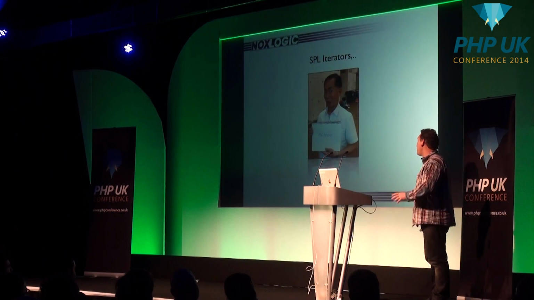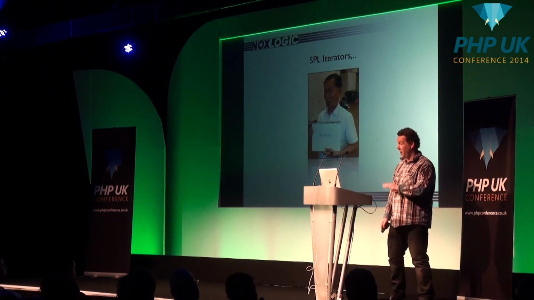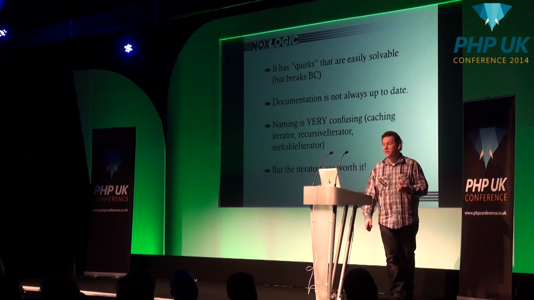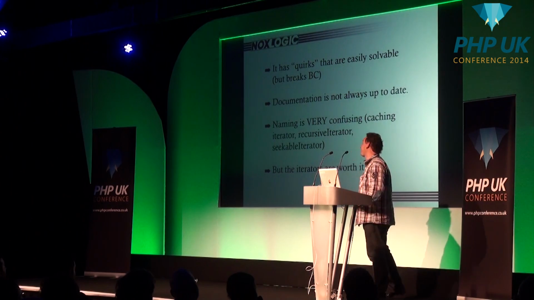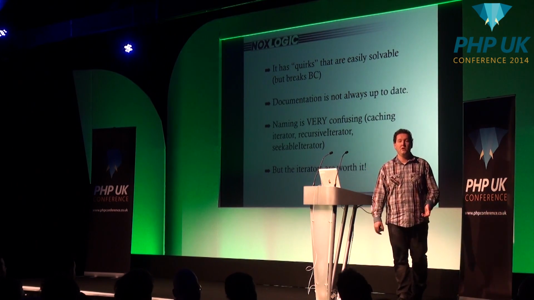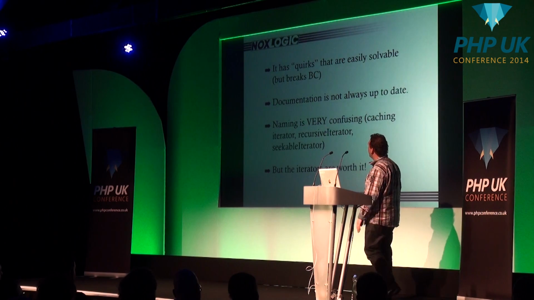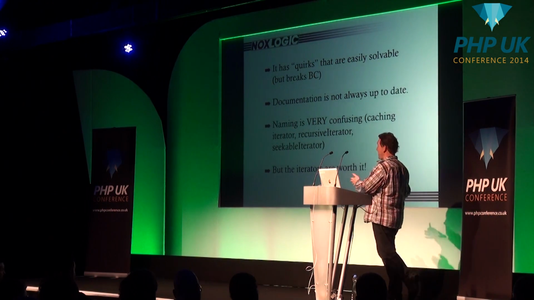However, even though I showed you some really bad examples of things that don't make sense, and I completely agree with you, this is the reason why I do it, it's really awesome. It has quirks, it has stuff that doesn't make sense, but it's solvable. We can solve it, but nobody really does it. Why? Because nobody really uses it. Documentation is not always updated. So if the documentation is not updated, we don't know how to use it, and it gets used incorrectly, etc. The naming is really very confusing. Again, with the recursive iterator, the seekable iterator, which is an interface. But in the end, iterators are really worth it. Even if you don't believe me by now, they really are. So that's the iterator part.